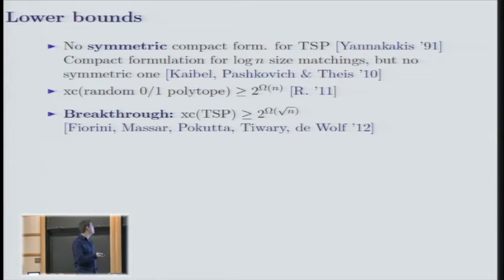But then there was the big breakthrough of Fiorini, Massar, Pokutta, Tiwary, and de Wolf, and they showed essentially that the theorem that Yannakakis had for the Traveling-Salesman problem also holds for asymmetric LPs. So that there's no LP whatsoever of polynomial size for the Traveling-Salesman problem. And this also essentially worked for a couple of other NP-hard problems, and a couple of other polytopes that model NP-hard problems.